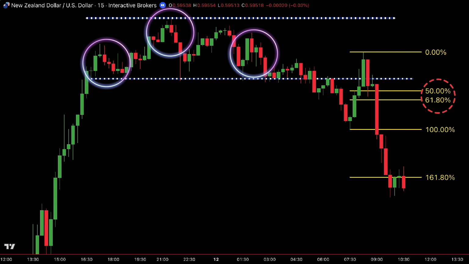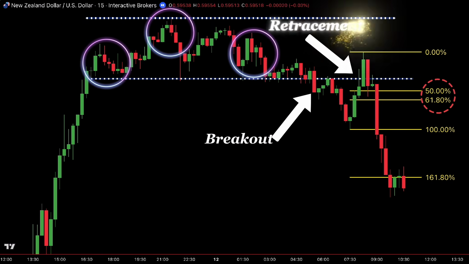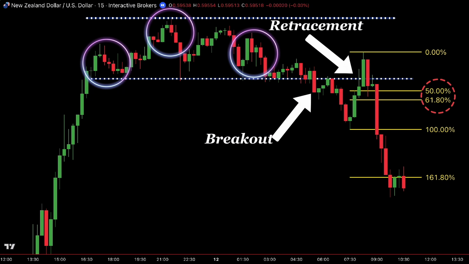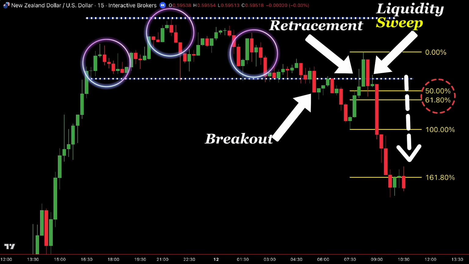Once price breaks out of the range, it retraces back, breaks the support, turned resistance level, creates a liquidity sweep, and then drops. Every step confirms that the trend has shifted. So the problem was never the 50% or 61.8% Fibonacci levels. The problem was using them inside the wrong structure. When the market changes character, Fibonacci loses its meaning.